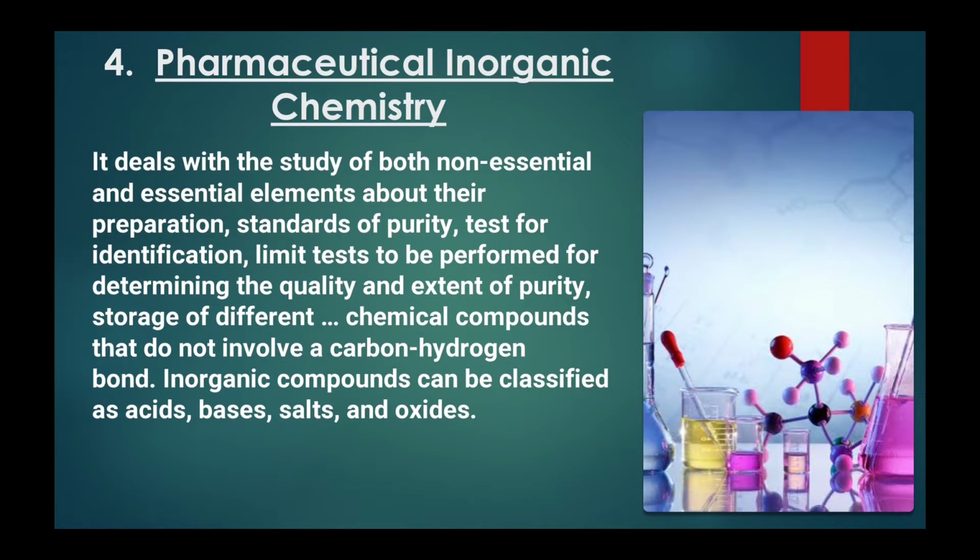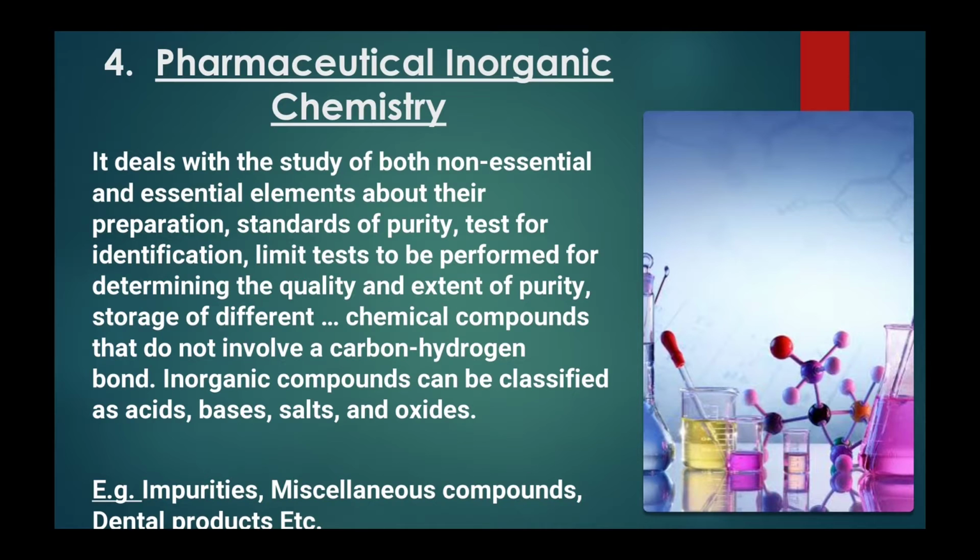Friends, in this subject we study about synthesis and behavior of inorganic compounds. What are inorganic compounds? Compounds which do not contain carbon-hydrogen bond, that is CH bond. These compounds are called as inorganic compounds. Examples of inorganic compounds are acids, bases, salts and oxides. Okay, for example, in pharmaceutical inorganic chemistry, students will study about impurities, miscellaneous compounds, dental products, etc.